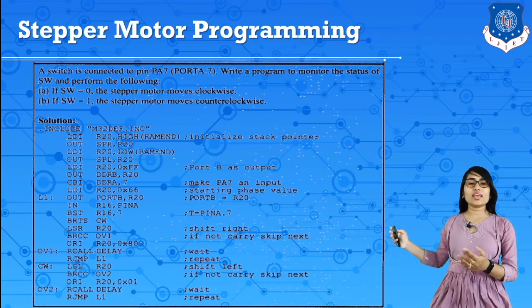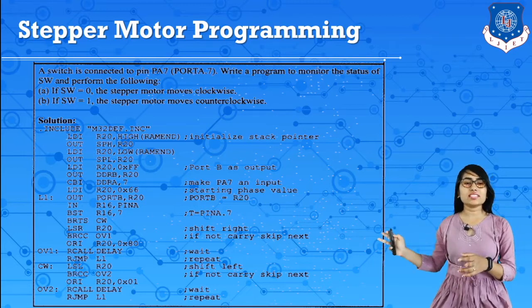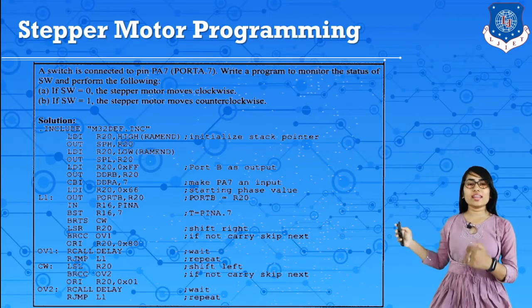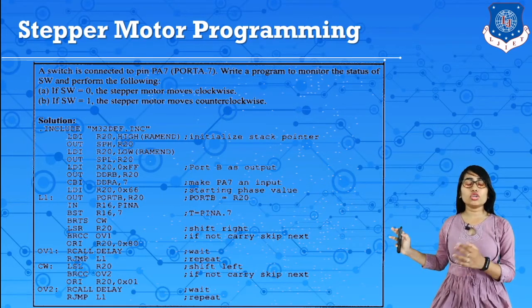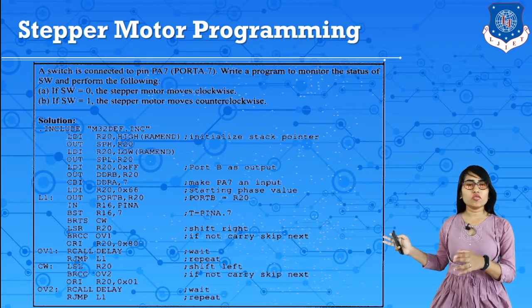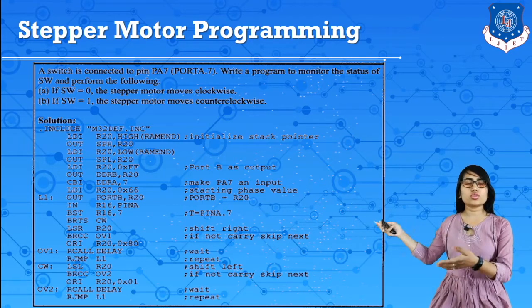If not, then carry skips, and here there is another phase angle that is 80. So OR R20 with 80. So 66 plus 80 we have a movement. And after that there is a wait to produce a delay. Then check here if this pin A is equal to 1. Okay, this pin is equal to 1, so it skips the next.